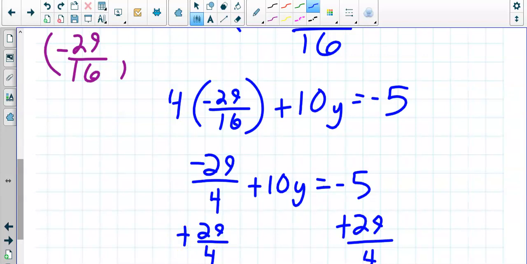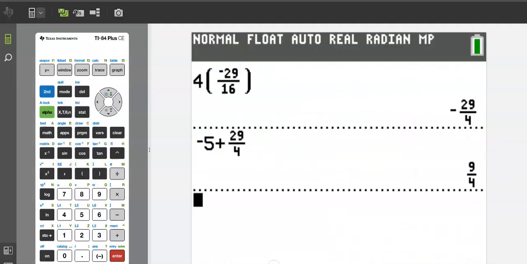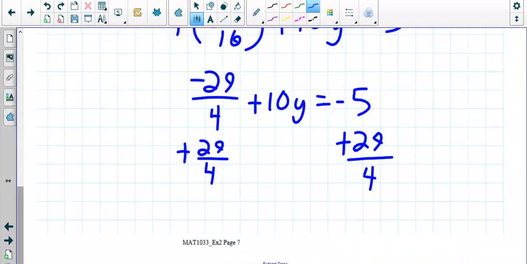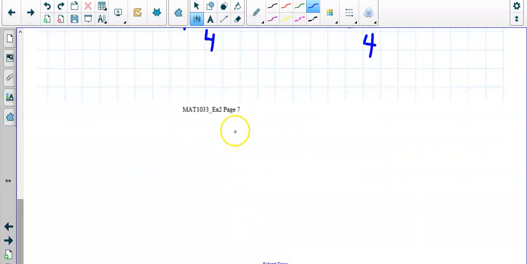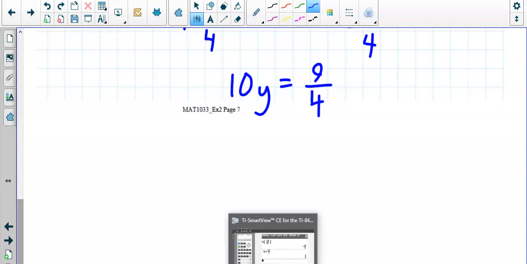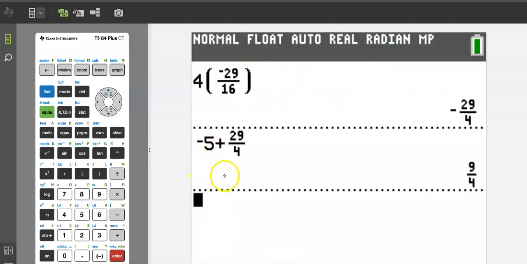So all I did was go to my calculator and take -5 plus the 29 over 4. And that's what gave us the 10y equal to 9 over 4. Because -5 plus the 29 over 4 gives us the 9 over 4. Okay? Because you can see it right here in our calculator. -5 plus 29 over 4, 9 over 4.